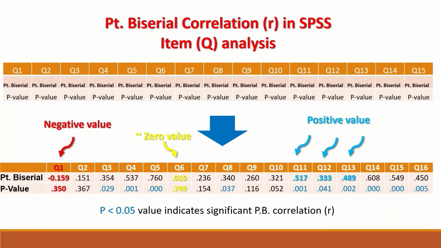So this is the way to use the power of the point biserial correlation coefficient to determine the R value and the p-value, and to look at the correlation between a specific question and the overall mark to determine whether the question is good or bad.